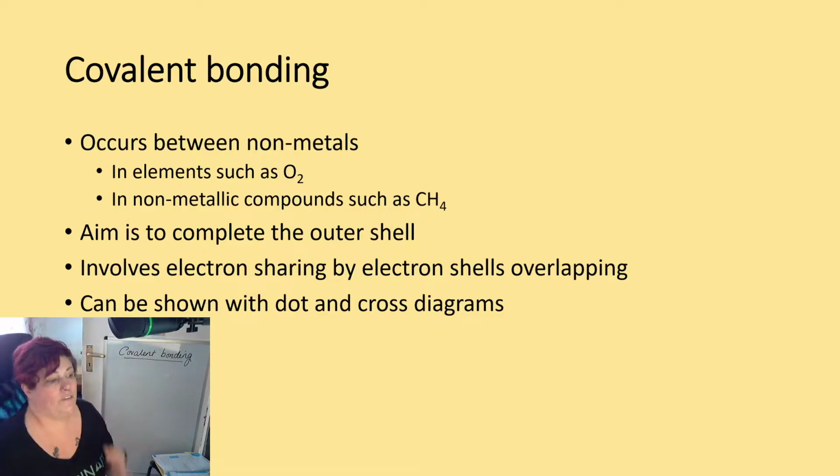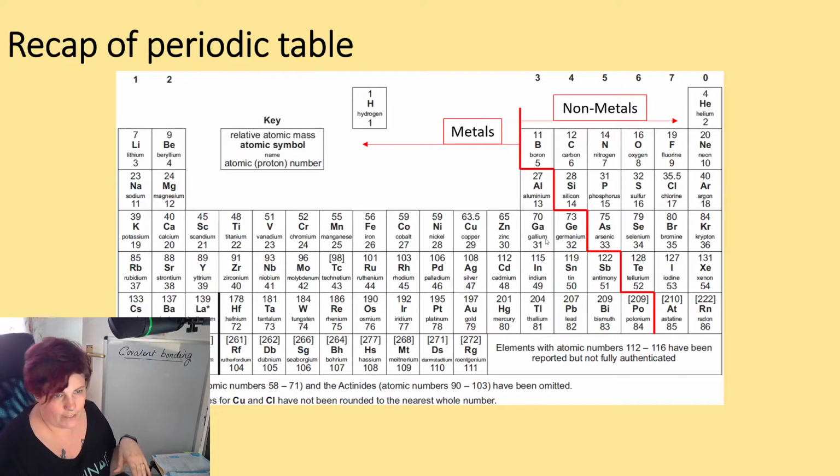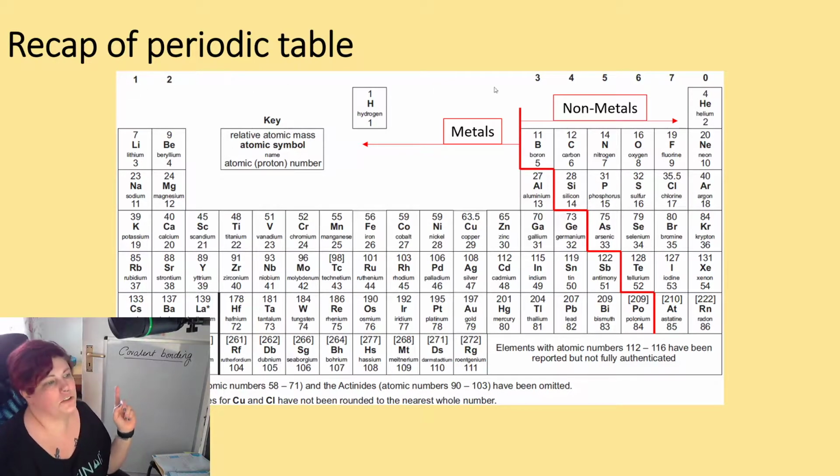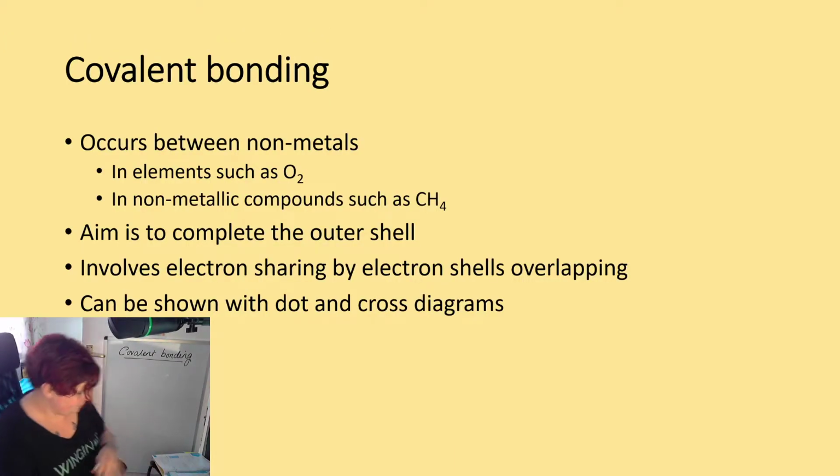The really important thing is you have to know how to show this with dot and cross diagrams, and there are a couple of different ways of doing that. One example we're going to have a look at is chlorine, which is over here in group 7. If you remember, you've got numbers across the top, your group numbers. They tell you how many electrons are in the outer shell of the atom. So chlorine's in group 7, therefore it has 7 electrons. So you can illustrate this.